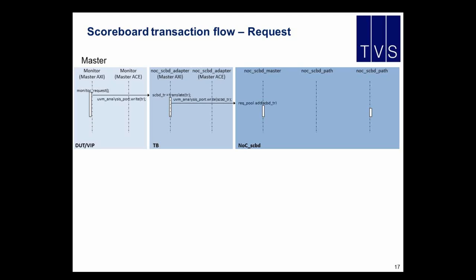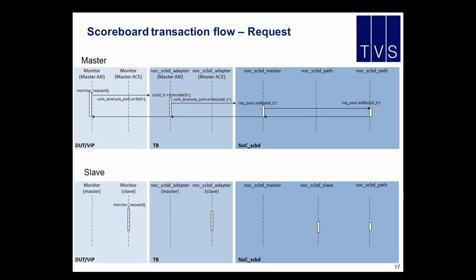So just one slide to show the path of one transaction from the monitor to the adapter, then from the adapter to the scoreboard master interface. Then it goes into the appropriate path inside the scoreboard, and this is where the check is really done. And then it gets back out. On the slave interface, we have the same thing. The transaction is first translated by the adapter, then goes into the scoreboard interface in its generic form.